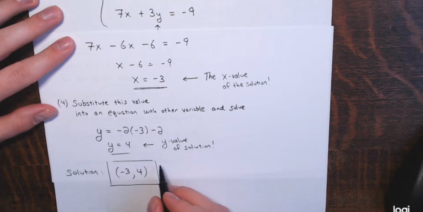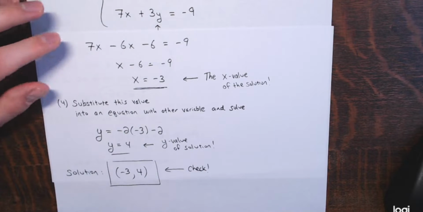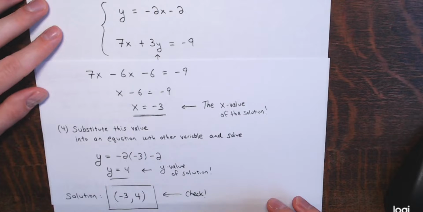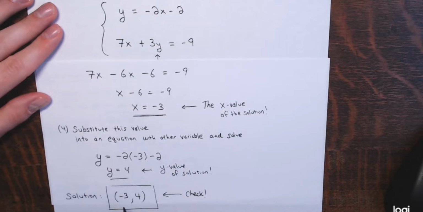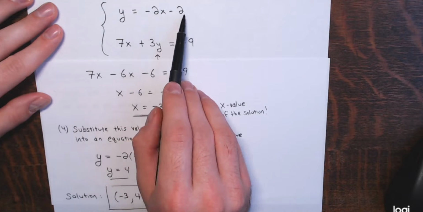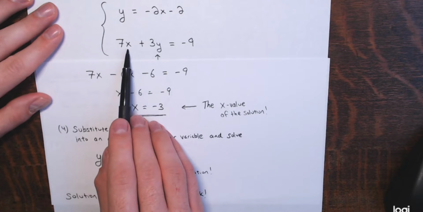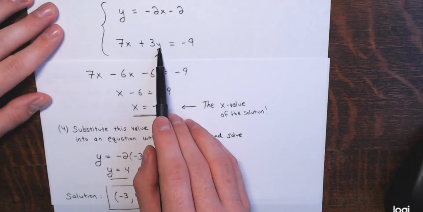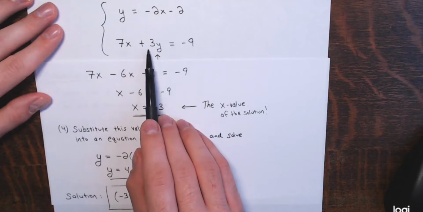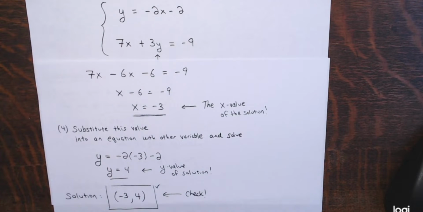And you should always check your solutions. Just make sure that that's a solution of the system. So replace x with negative 3 and y with 4. 4 equals negative 2 times negative 3 minus 2. Yeah, you'd have 4 equals 4. And then 7 times negative 3 is negative 21. 3 times 4 is 12. Negative 21 plus 12 would be negative 9. So this does work. It does satisfy both equations.